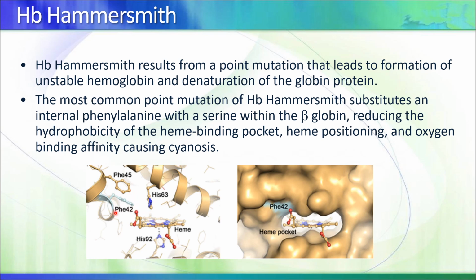Now, if this phenylalanine changes to serine, that would cause destabilization of the interaction between heme and the hemoglobin molecule. That would cause an unstable hemoglobin molecule, denaturation of the globin protein, and inability of the hemoglobin molecule to bind oxygen, and that would ultimately cause cyanosis.